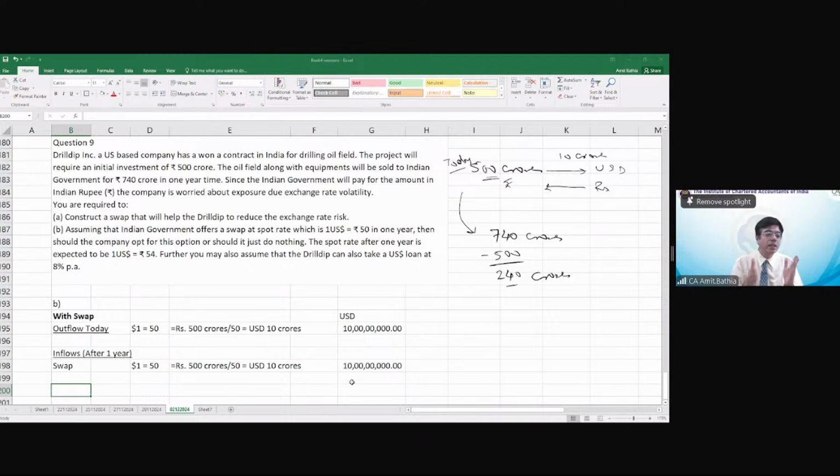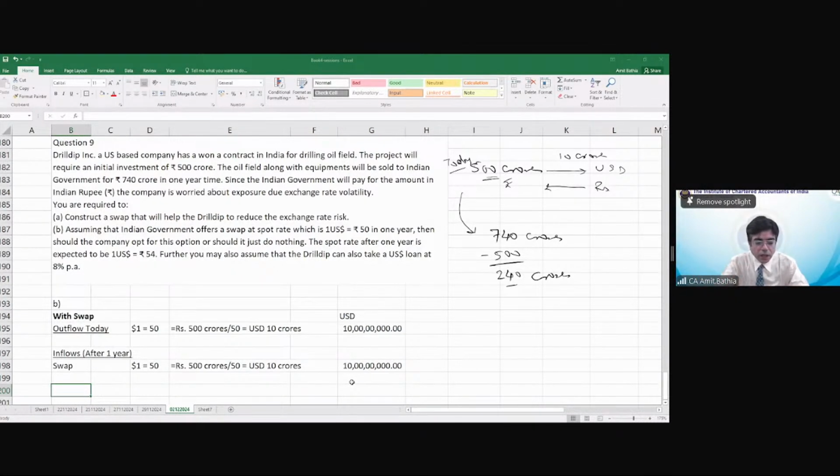The relative will not have to bear that loss. It will be borne by the Indian government because they are the ones offering this swap. So they essentially bear that particular loss. You are correct that, sir, after 1 year it has now become $1 is 54 rupees. So who bears that 4 rupees loss? The 4 rupees loss will have to be borne by the Indian government. I am not bothered with it. I am going to get my 10 crore back in dollars. Okay. Are you with me?